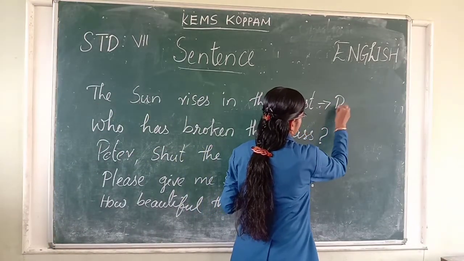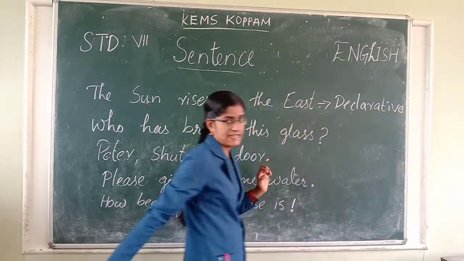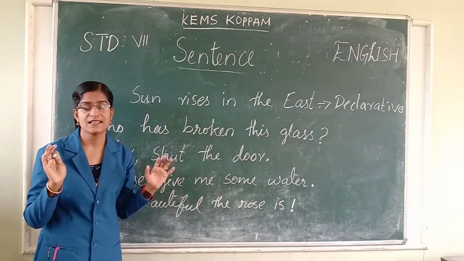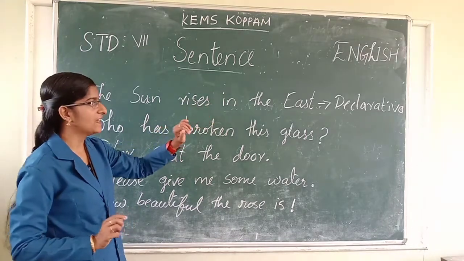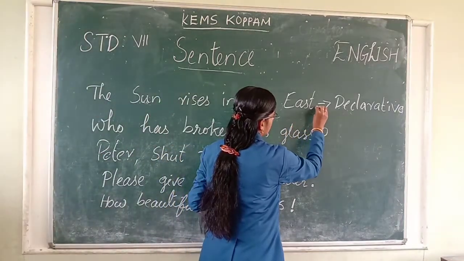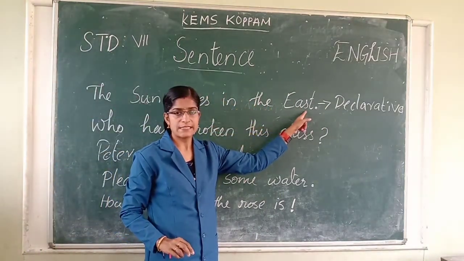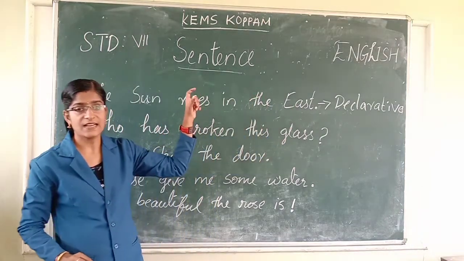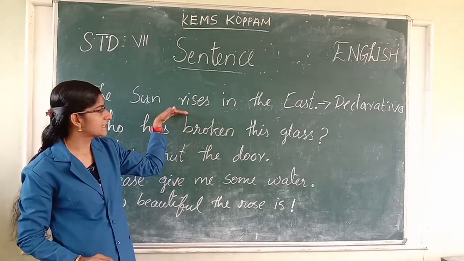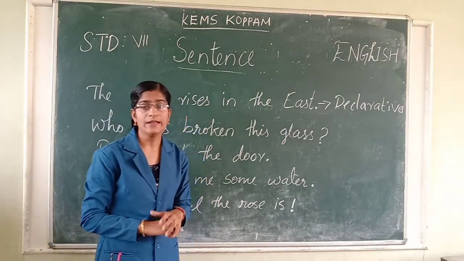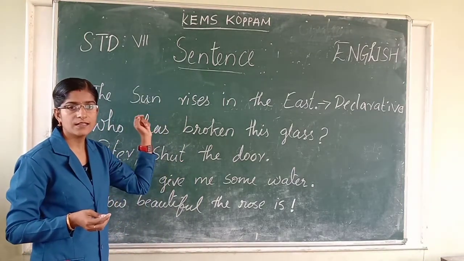What is it called? Declarative sentence. It declares something. It says something, or it gives us an information. The sun rises in the east. What is the punctuation mark used? Full stop. Begins with a capital letter and ends with a full stop, and it conveys an information. Okay, it states something. So it is called declarative sentence or statement.